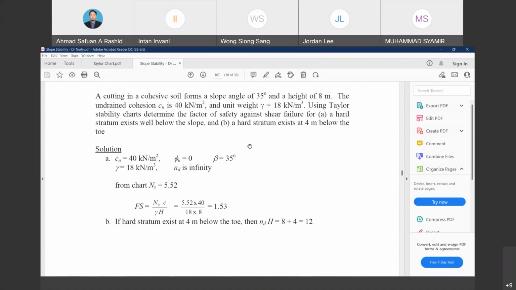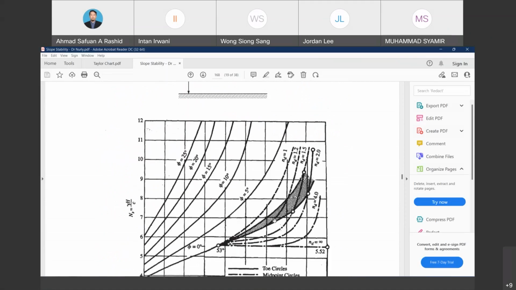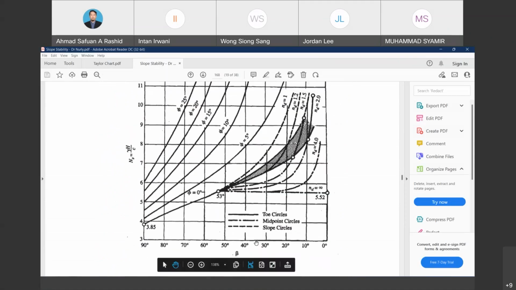Okay, now let's say we assume it's infinity. So from this stability chart, we take 35, and then we draw a line straight to infinity. Then definitely the value is equal to 5.52.